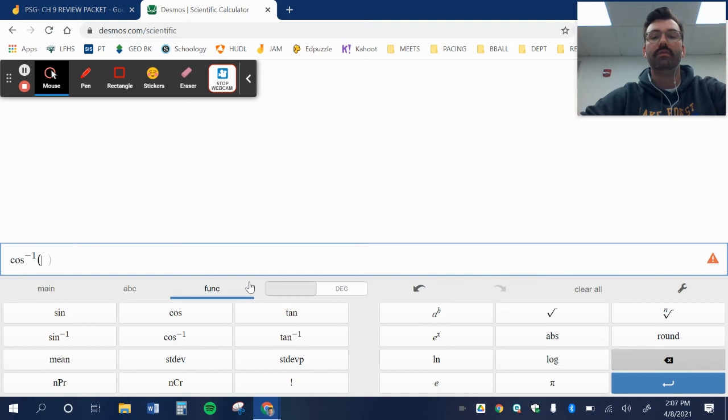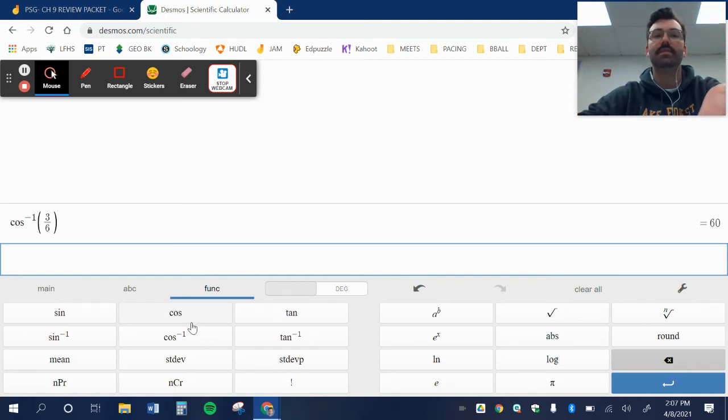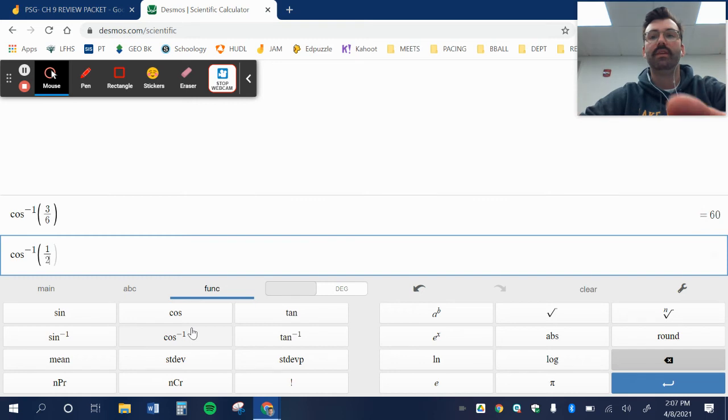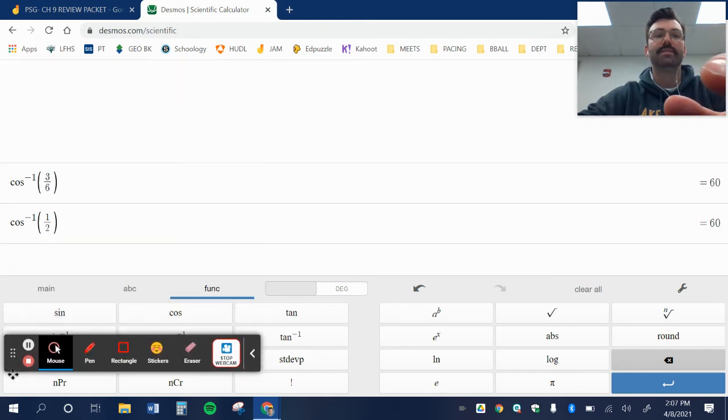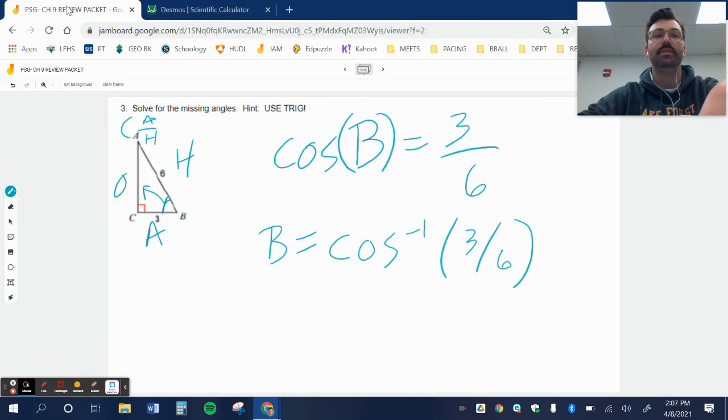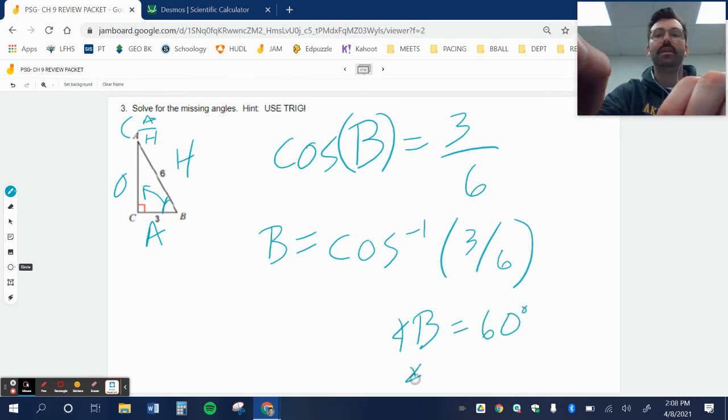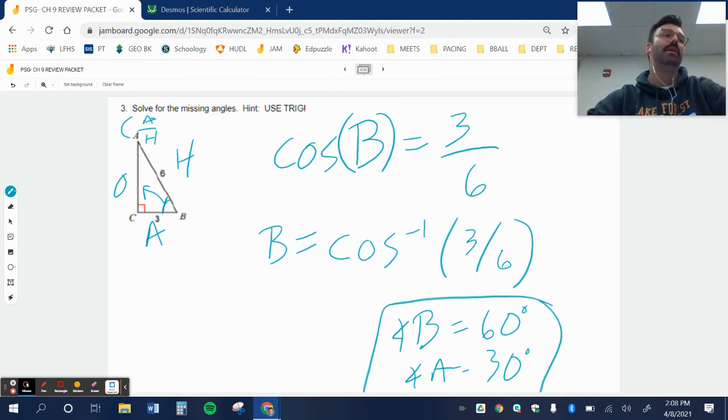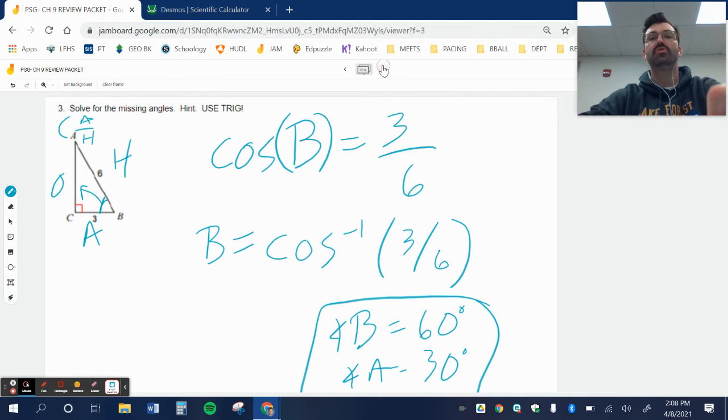Cosine inverse of 3 divided by 6 is 60. Cosine inverse of 1 divided by 2, also 60. This is a special angle here, which we'll discuss in your future class. But I know that angle B equals 60 degrees, and then angle A equals 30 degrees. So this does end up being a 30, 60, 90 triangle. However, a mistake a lot of people make is to assume that. You cannot assume that this is a 30, 60, 90. We want to use trig to find it.